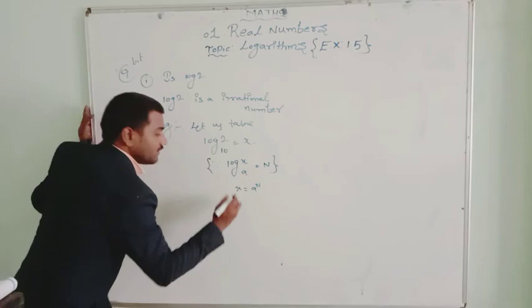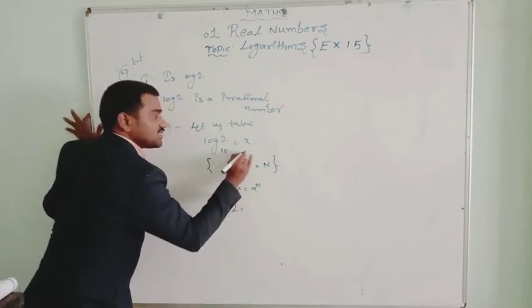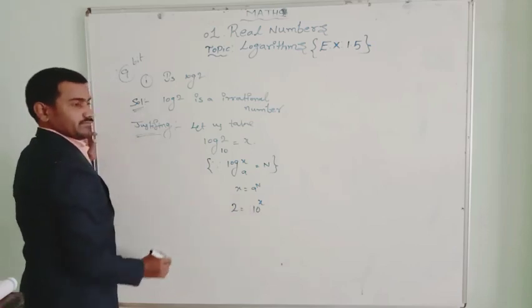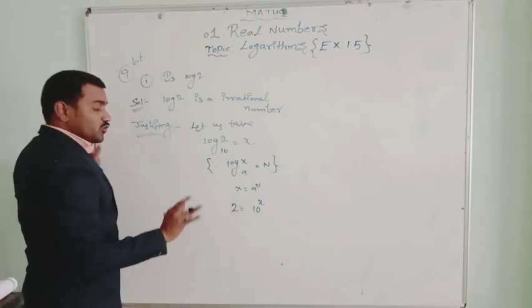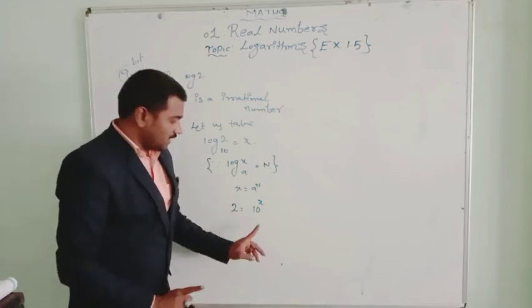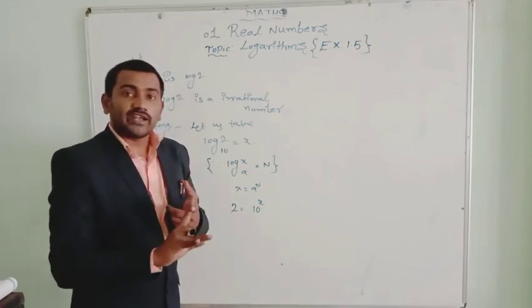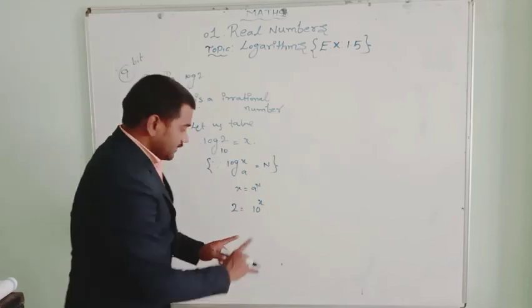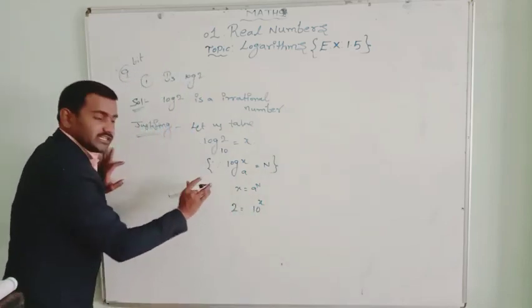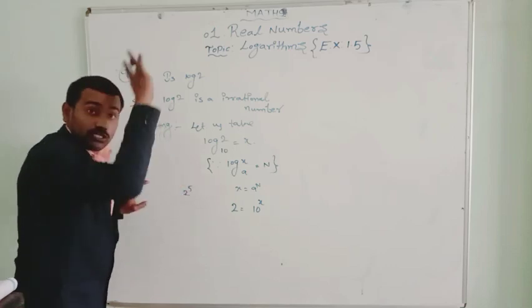Let's change to the exponential form. This 10 will come to this side. Here 2 equal to 10 to the power of x. This is one. Now observe clearly, here 2 can be factorized. Let's factorize 10. Can 10 be written as any base of 2? 2 to the power of 5 is 32, not 10.